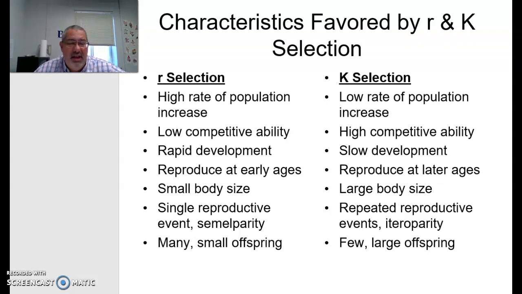So, R and K selection. It's a system of looking at evolution of life history characteristics that lead to higher survival and reproductive rates and lead to perpetuation of a species.